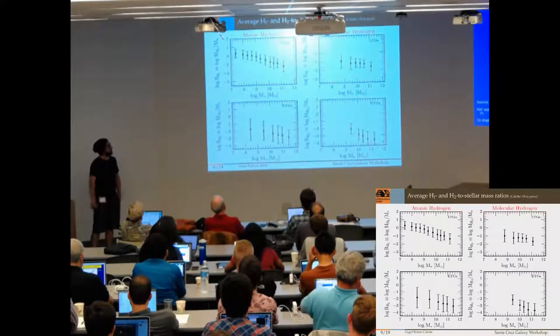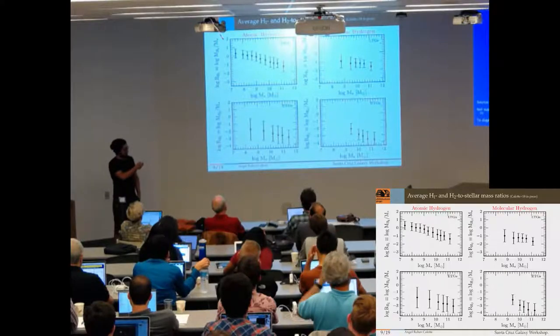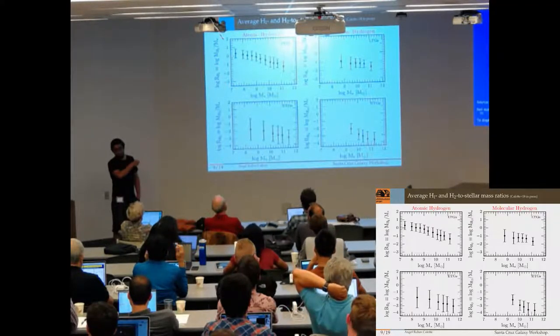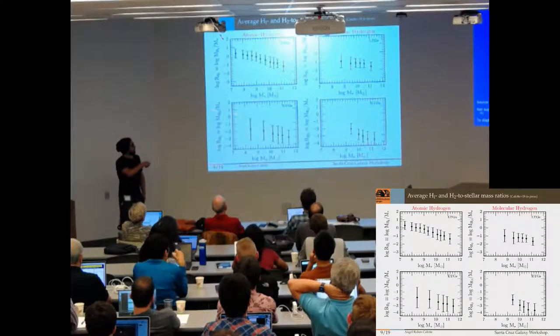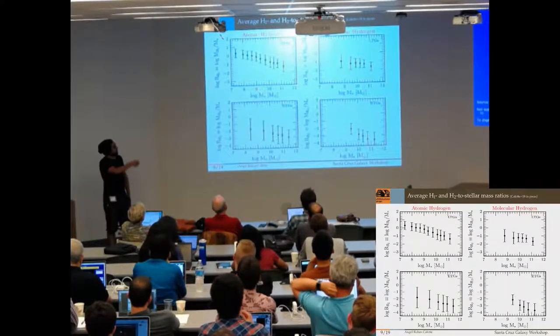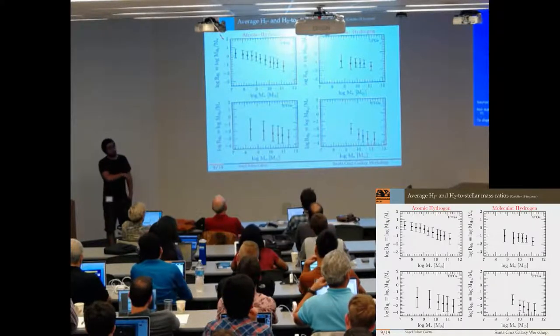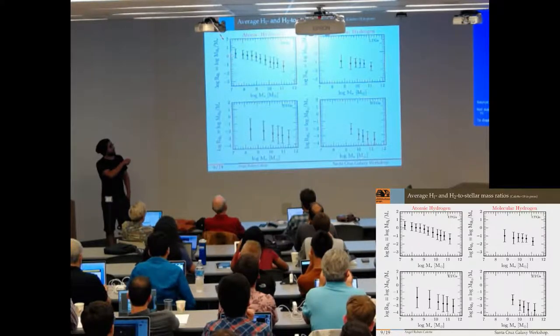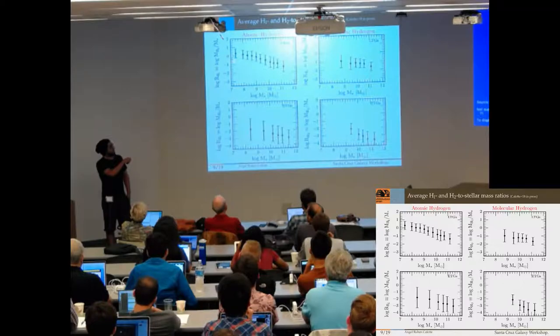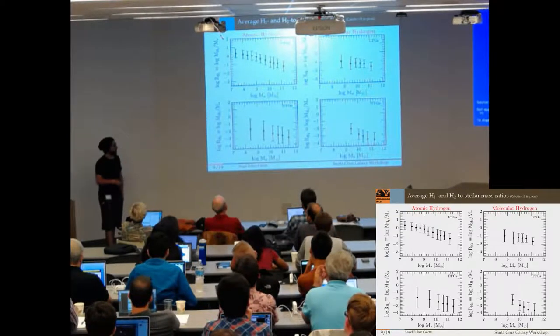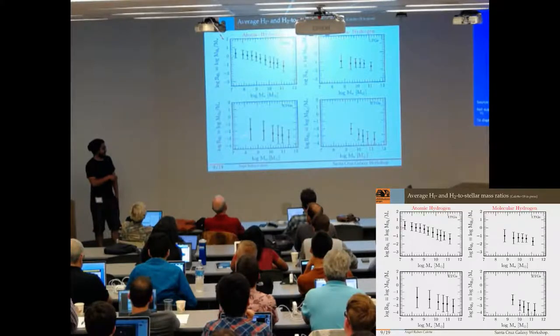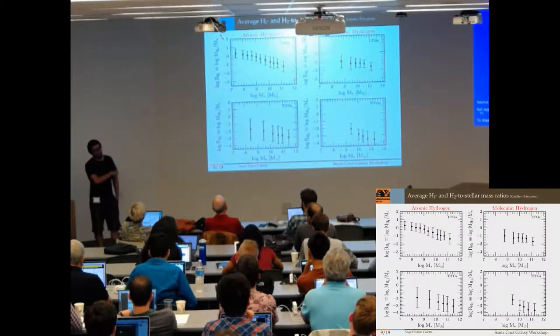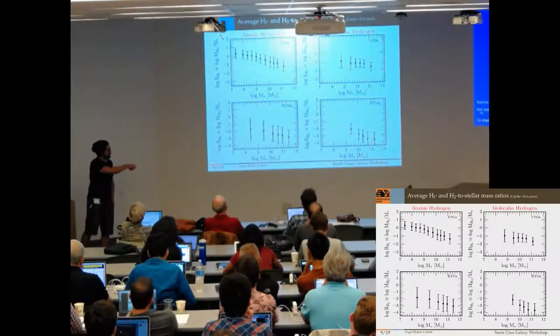The first one: I'm showing here the average gas to stellar mass ratios as a function of stellar mass. And as you can see, we can constrain that. For example, for galaxies of 10 to the 7 in stellar mass, the H1 gas content in late type galaxies is about 4 times greater than the stellar mass. And the opposite is true in the early types. You have 100 times more stellar mass than gas mass. It's basically the same for these two plots.